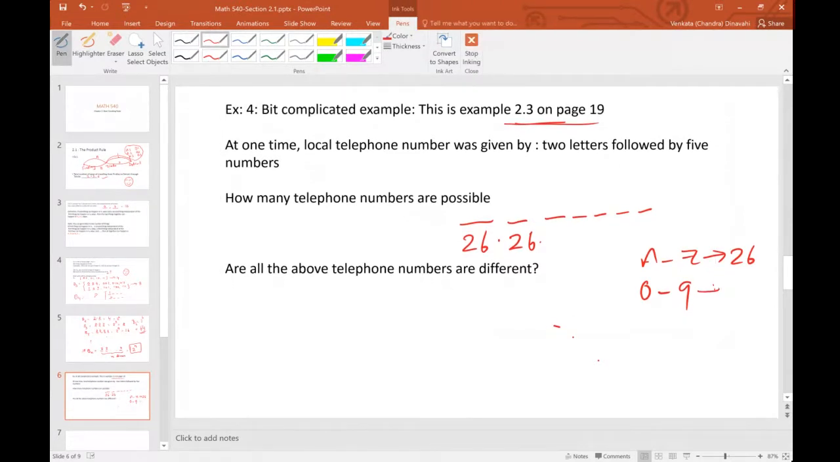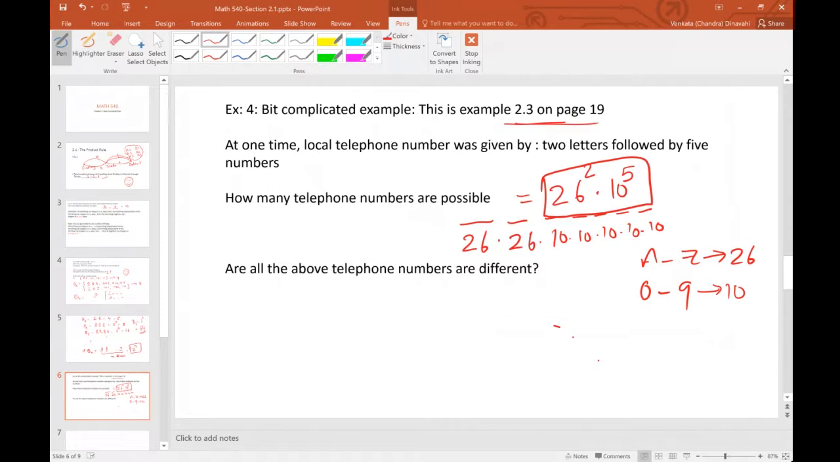So 0 to 9, there are 10 different numbers. You can count 0, 1, 2, 3, 4, 5, 6, up to 10. There are 10 different numbers, so there are 10 different ways to fill each spot. So the answer is 26 squared times 10 to the 5th. Please don't worry about simplifying it, because this is just an ugly number. I am more than happy to see this as the answer. In fact, I prefer this rather than simplifying. So that is that many telephone numbers, just by using the straightforward product rule.